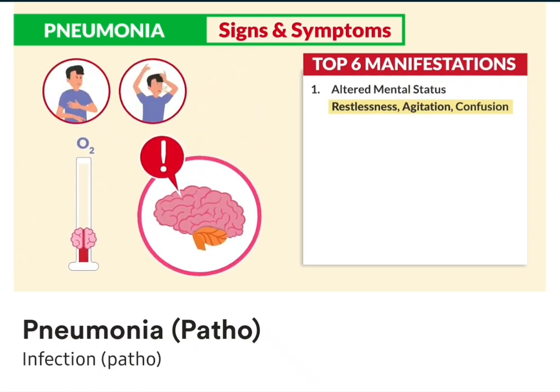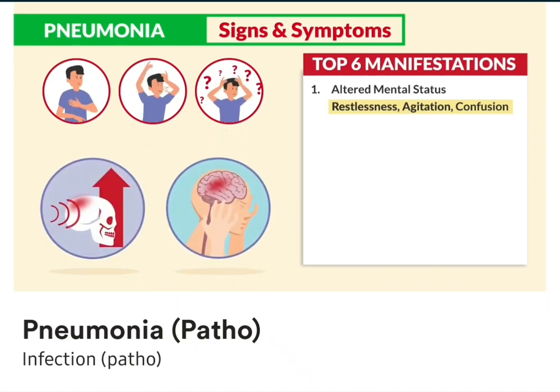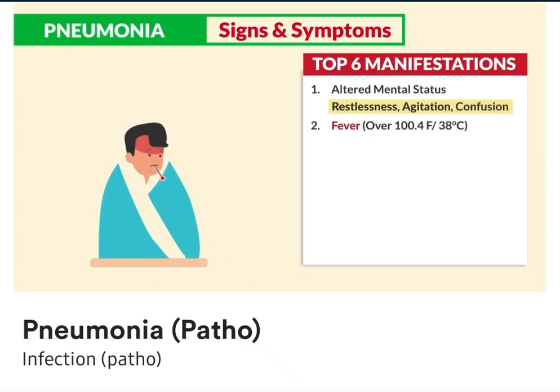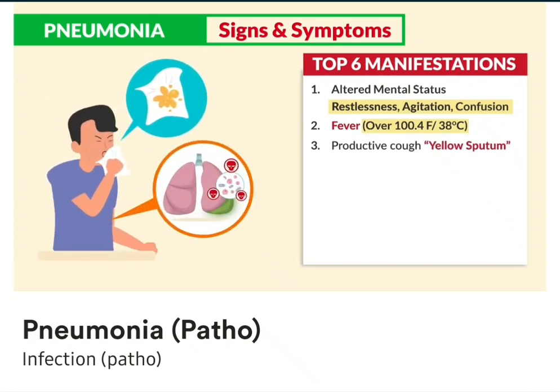So these key words also cross over for other conditions where we have low oxygen in the brain, like increased ICP and even strokes. Now, number 2 is fever. Key term here, over 100.4 or 38 degrees Celsius. Always an NCLEX favorite, and that loves to show up on exams. Number 3 is a productive cough with yellow sputum from that infection.